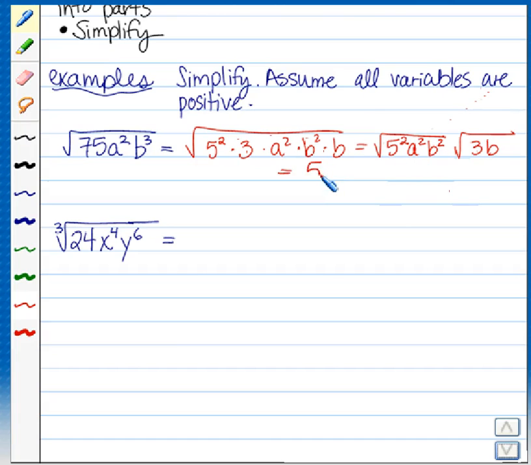Square root of 5 squared is 5. Square root of a squared is a. Square root of b squared is b. And then in my second radical, I just have radical 3b. Okay? Let's try another example.